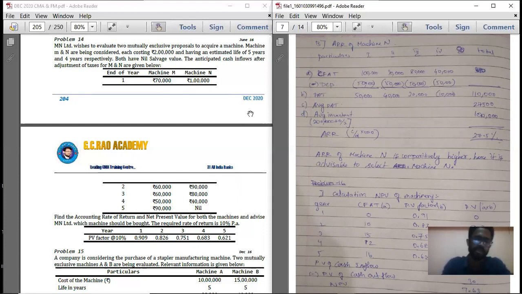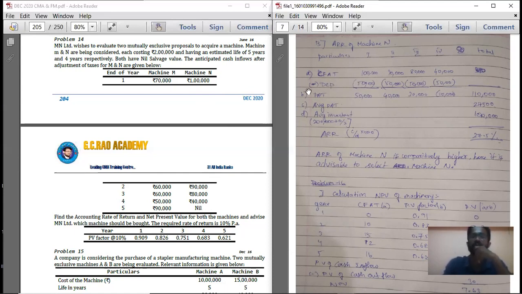So first, what is CFAT? Copy all the CFATs for all 4 years. Year 1 record 1 lakh. Year 2 record 90,000. Year 3 record 80,000. And year 4 record 40,000. 1 lakh, 90,000, 80,000 and 40,000.